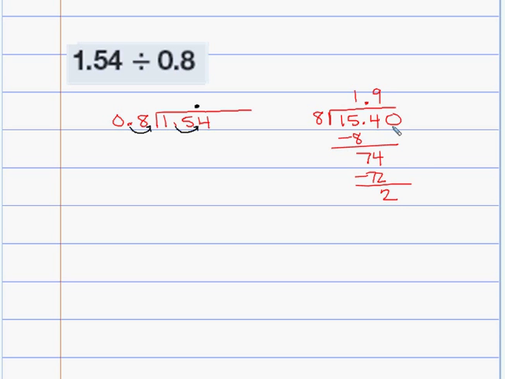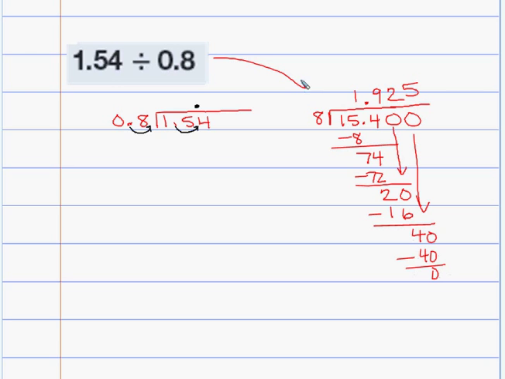I need to continue that, so I'm going to add zeros. 8 into 20 would be 2. 16, 4, add another 0 and extend your divisor or your bar as needed. 8 goes into 40 5 times. That works out even, and then I'm done. So the answer, the quotient to 1 and 54 hundredths divided by 8 tenths is 1 and 925 thousandths.